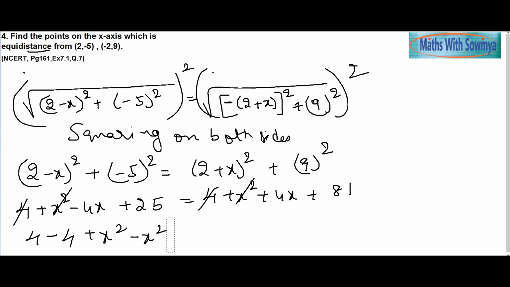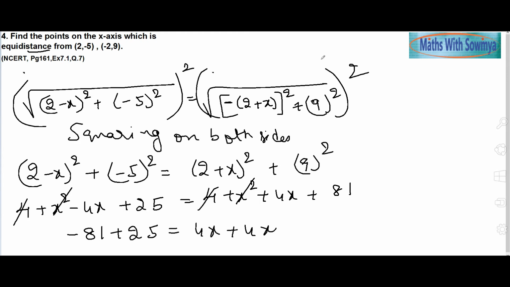So if you have the same thing with the same sign on both sides of the equal sign, you can always cancel them. So 4x taken on the other side, 81 on this side. So this will become 4x plus 4x. So now what are we going to get as the answer? We shall continue here further.